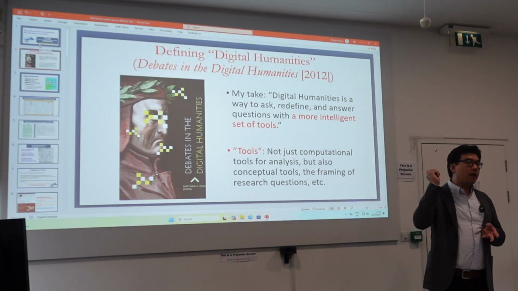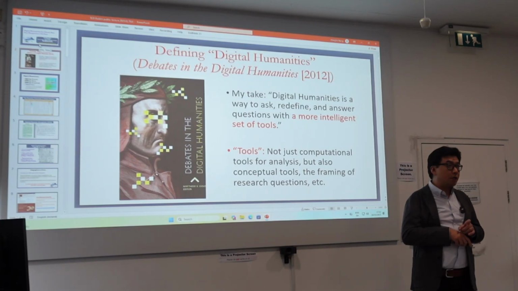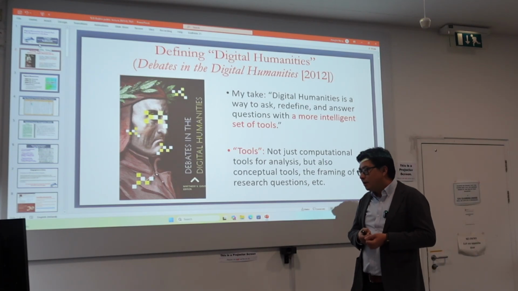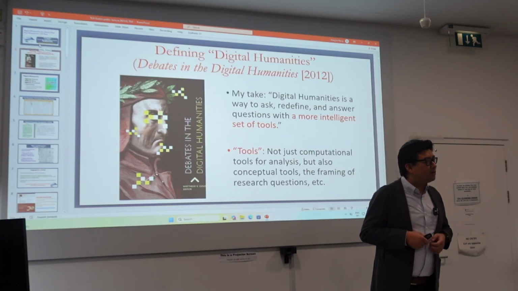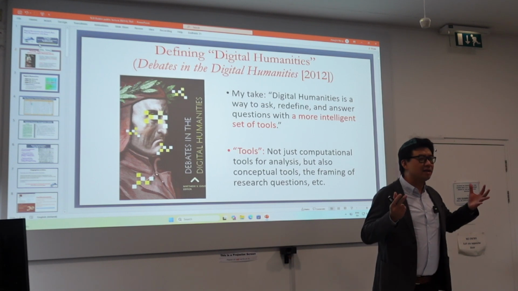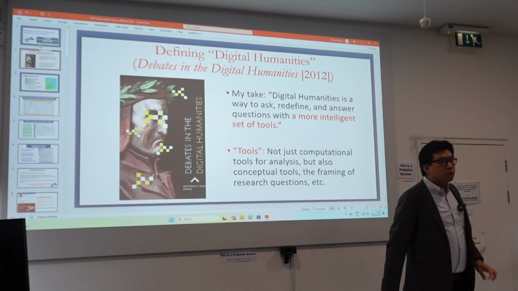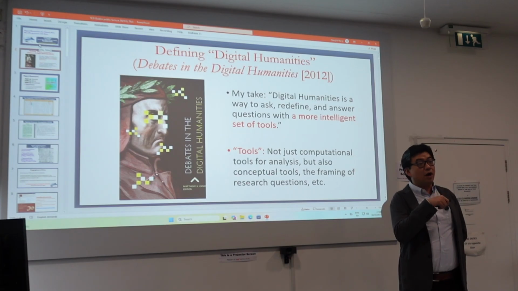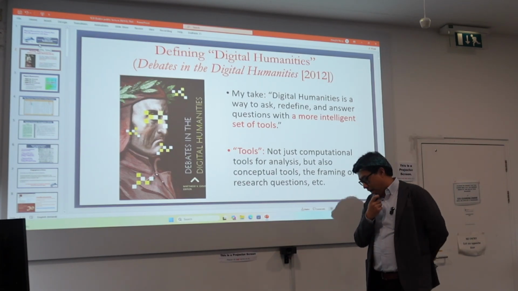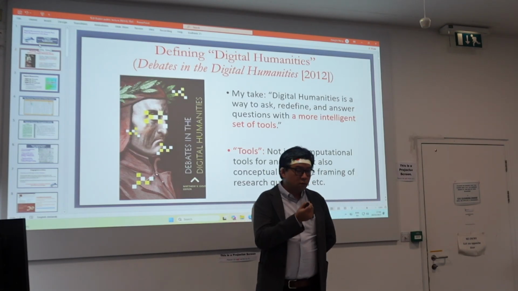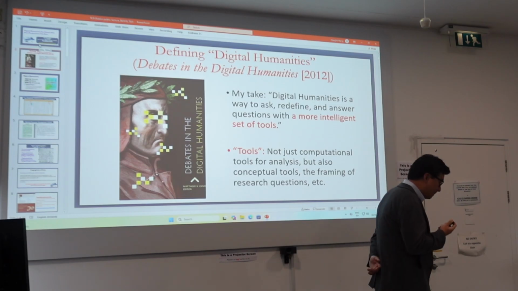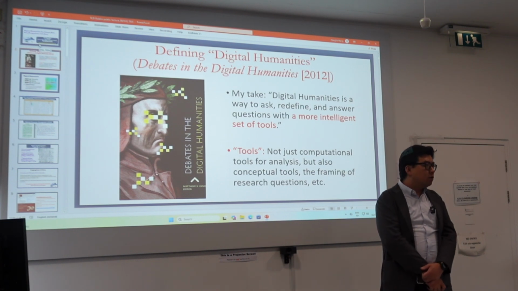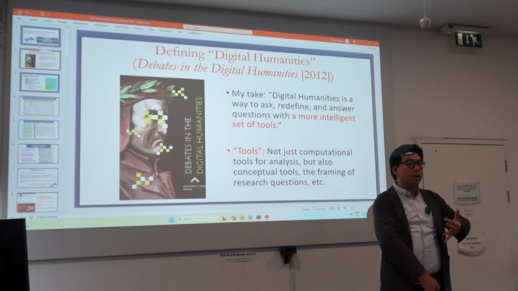This definition that I put up here is from a collection that has been trying to define the digital humanities paradigm. And of course, while reading it, you probably think, wow, that's just so broad and vague, and what does it even mean? What I wanted to stress here is, by a more intelligent set of tools, I do not only refer to computational digital tools, but I'm trying to say that the conceptual tools, the sorts of questions that we are asking, the ways that we frame or analyze historical phenomena are also changed when the humanities meet the digital.